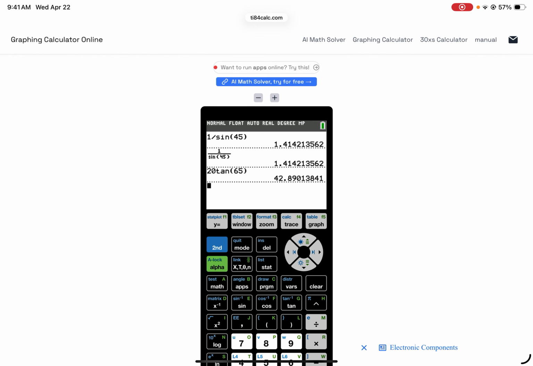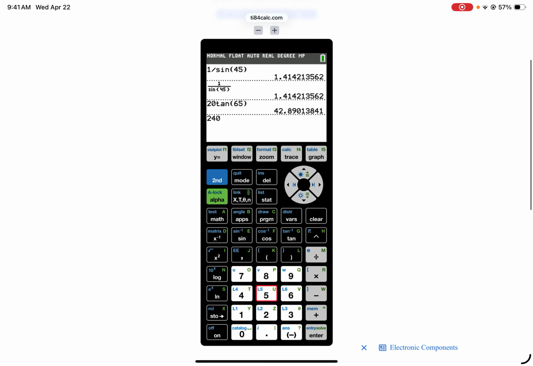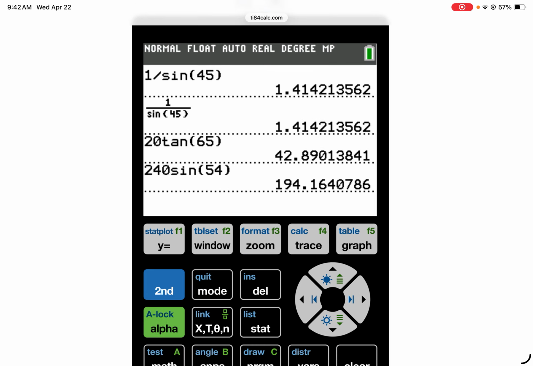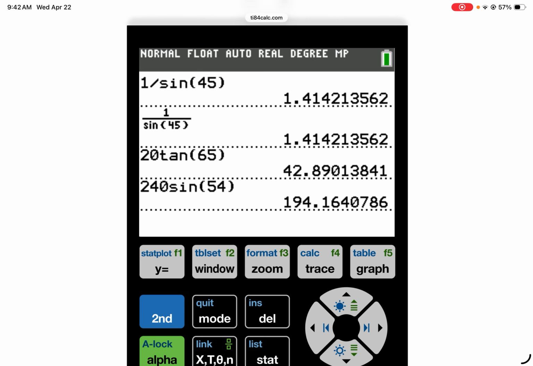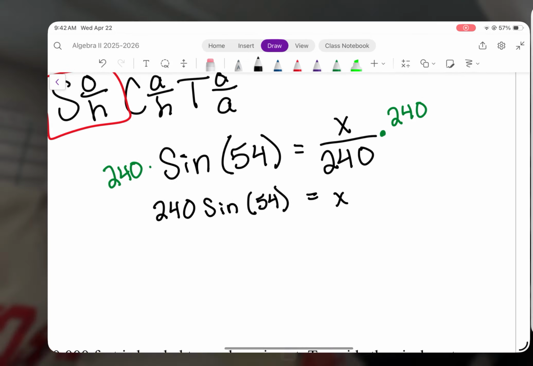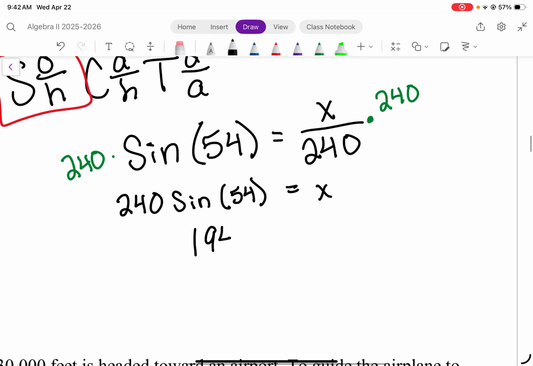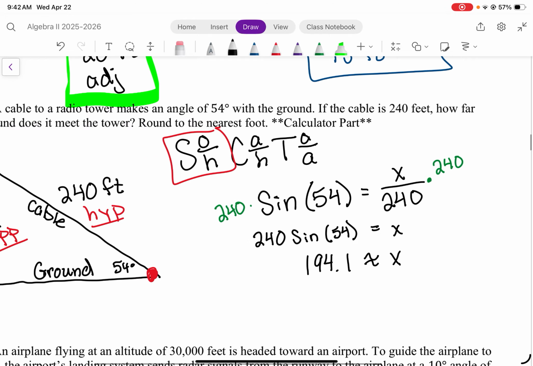Alright, so if I pull this up, make sure again it's in degrees. So 240 times the sine of 54, and you should get about 194. So that's what it should look like on your calculator. So about 194.1. And it did say again, round to the nearest foot. So 194 feet would be my answer.